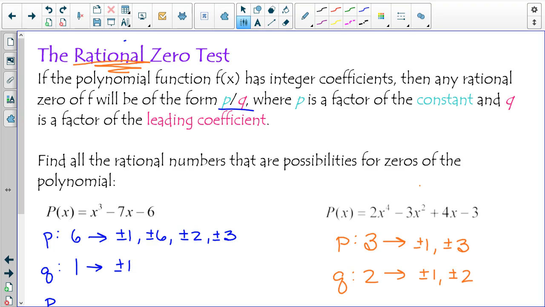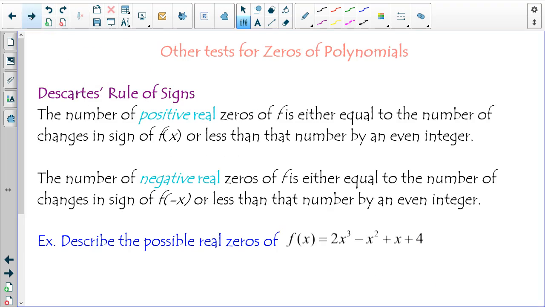Irrational, remember irrational numbers? Pi, square root of 2, stuff like that. So this is just rational. Okay? So keep that in mind. The next thing is called Descartes' rule of signs. It's Descartes, okay? So Descartes' rule of signs tells us that the number of positive real zeros of f is either equal to the number of changes in sign of f of x or less than that number by an even integer. Again, it sounds very confusing.